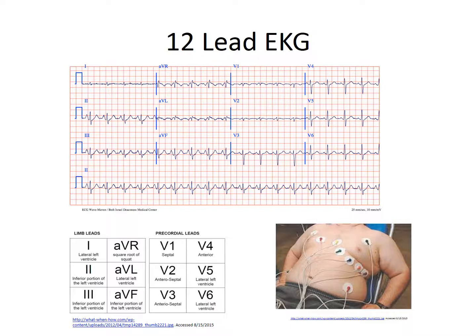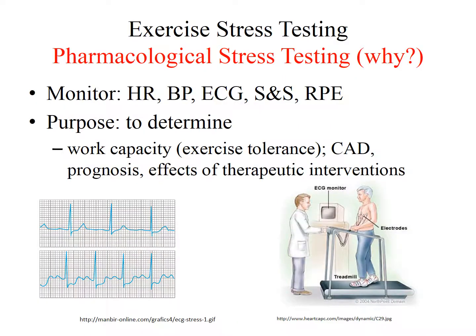The limb leads are leads 1, 2, and 3, along with the augmented leads right, left, and inferior, shown here as AVR, AVL, and AVF. The chest leads are called V leads, and they are numbered V1 through V6. The 12-lead EKG provides a thorough picture of electrical activity throughout the heart in both the frontal and transverse planes, which helps the cardiologist identify the location of pathologies that impair normal electrical activity of the heart.